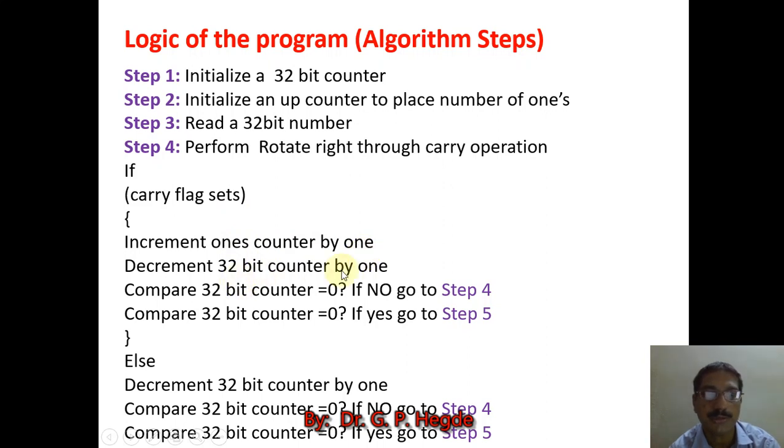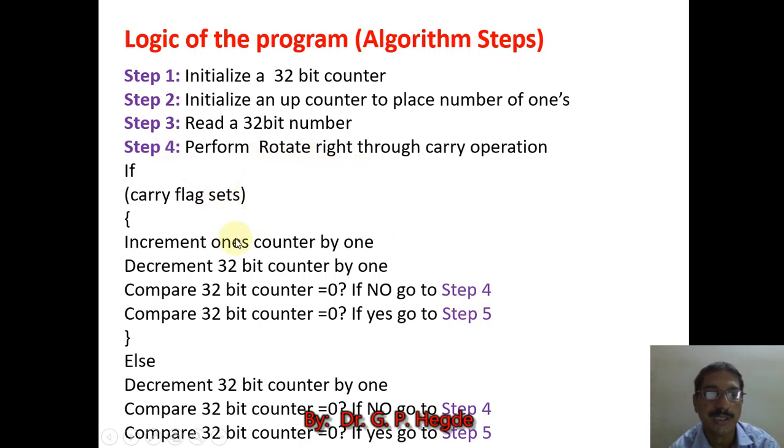Then decrement the 32-bit counter by 1. Compare whether that 32-bit counter is equal to 0. If it is no, then go again to step 4. Then perform the rotate right for the given 32-bit number. Again the carry flag sets, again increment the ones counter by 1. Then decrement the 32-bit counter by 1. Suppose the 32-bit counter is equal to 0? It is no. Then go to step 4 and perform the same thing, that is rotate right.